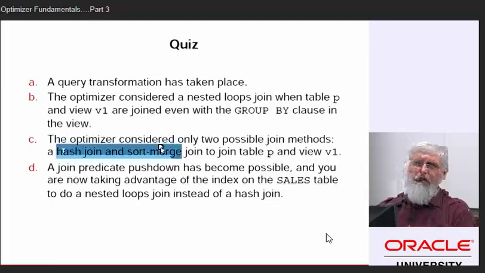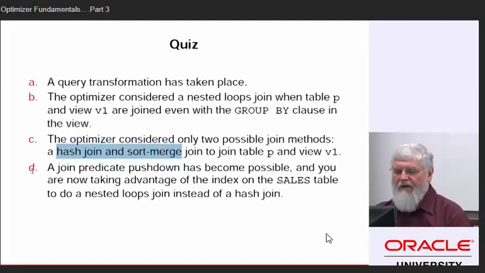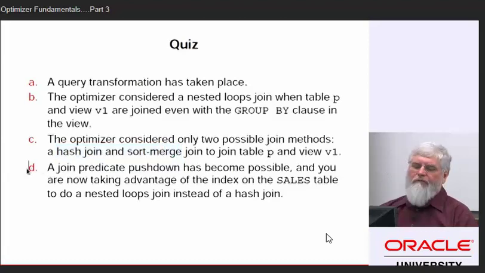D: a join predicate pushdown has become possible, and you are now taking advantage of an index on the sales table to do the nested loop join instead of a hash join. And that's true. We saw it use the bitmap index on the sales table as it was used in a nested loop to join it. So D is also true.